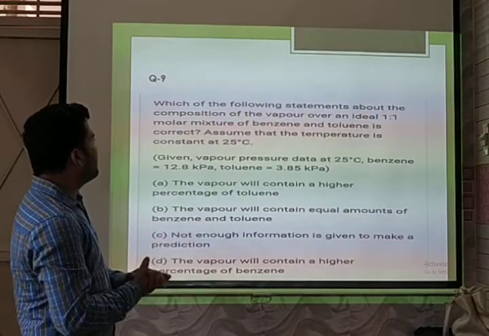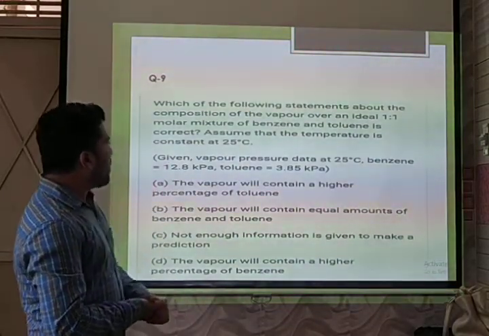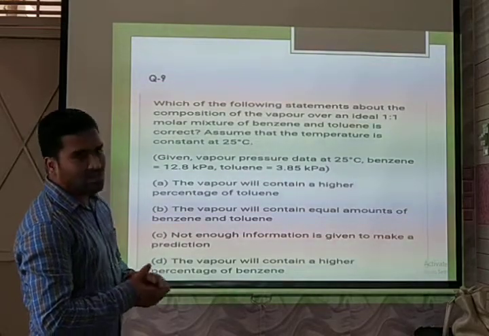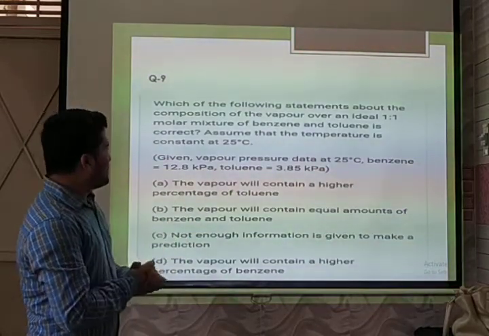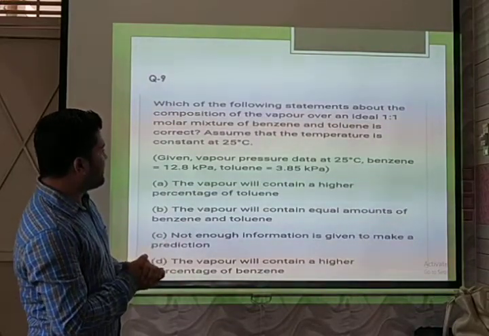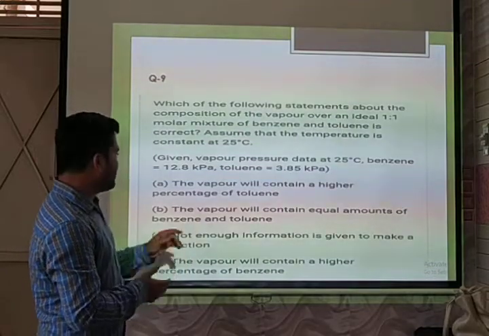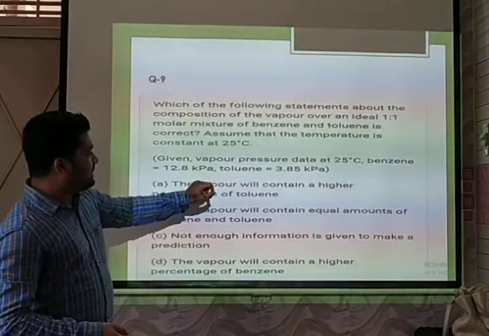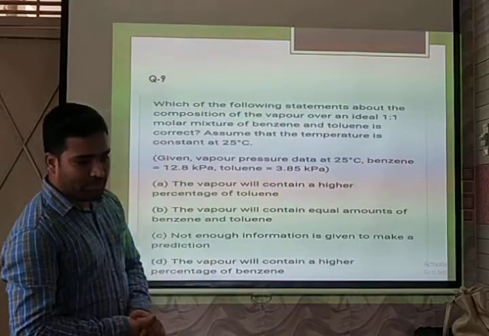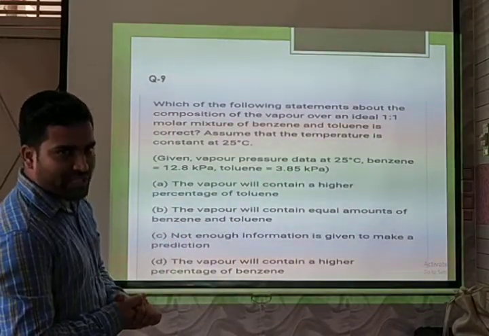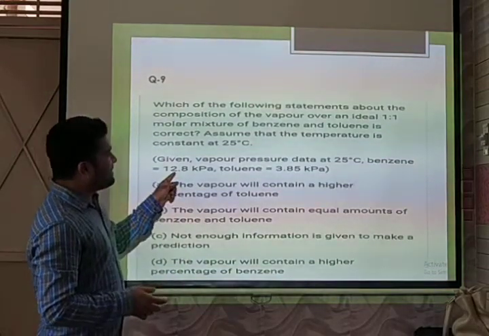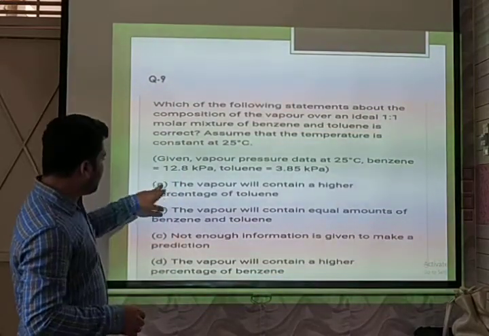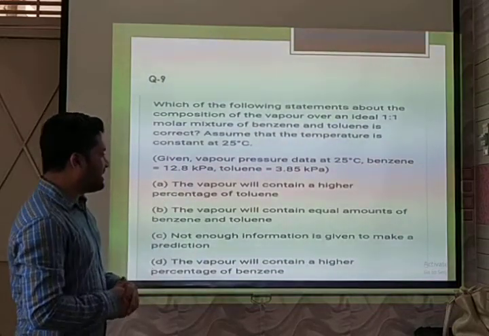Next, question number 9. Which of the following statements about the composition of the vapor over an ideal 1:1 molar mixture of benzene and toluene is correct? This comes under ideal solution. Assume that the temperature is constant at 25 degrees Celsius. They have given some data: vapor pressure of benzene is 12.8 kilopascal, and that of toluene is 3.85 kilopascal. As the temperature increases, vapor pressure also increases, a direct relation. Whichever has the higher vapor pressure will have more vapor. The first option: the vapor will contain a higher percentage of toluene.